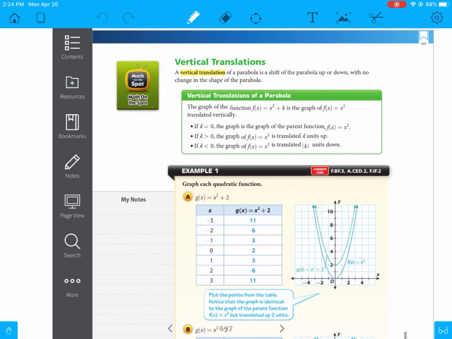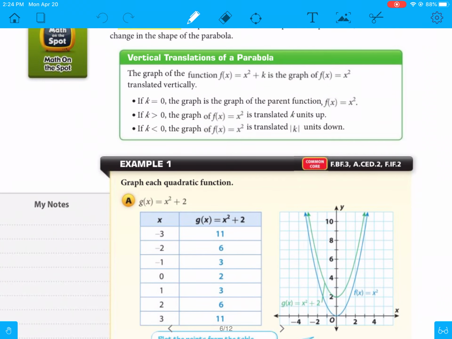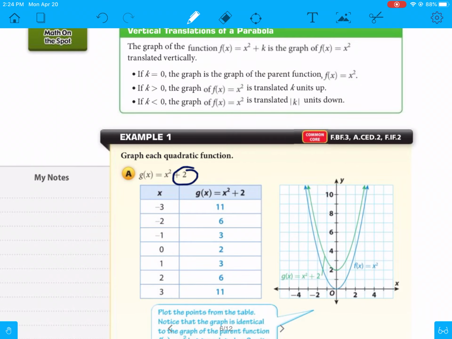So now a vertical translation. A vertical translation of a parabola is a shift that goes up or down, and it doesn't change the shape. I did include these in your notes, but basically the +2 tells me that the graph just goes up 2 places. It stays the exact same graph. It doesn't get wider or narrower. It's the same graph, just translated up 2 units. The blue one is the parent function, and x squared plus 2 just goes up 2 places.